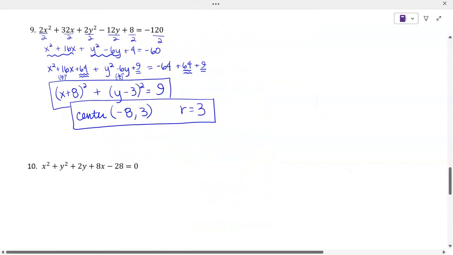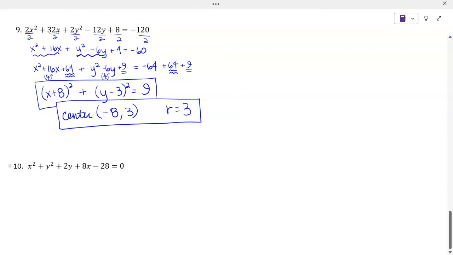Now I want you all to work on this next one. I'm going to pause the video. Try to work on completing the square and getting your equation in standard form and pulling the center and the radius, and come back and check your answer.